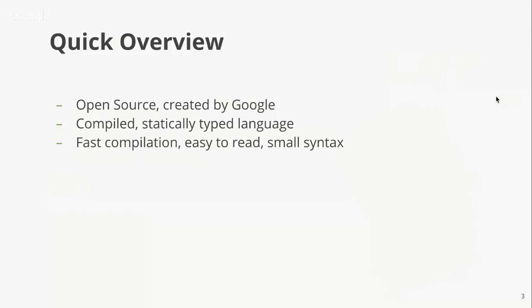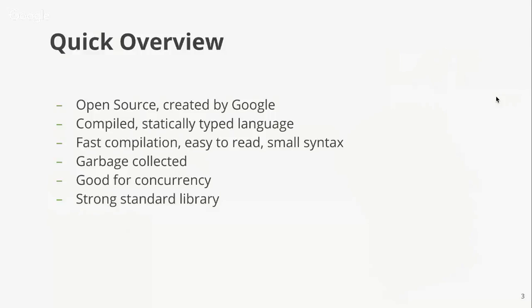Then the syntax should be small and easy to read. The language is also garbage collected, so you don't need to care about freeing of memory. There are good concepts for concurrency, so that is as well easy to do, and I'm going to show you later how that works in Go. You have a strong standard library, you have implementations for an HTTP server and client, you have encryption libraries, you have CLI flag parsing, I/O and OS-dependent things, and much more.